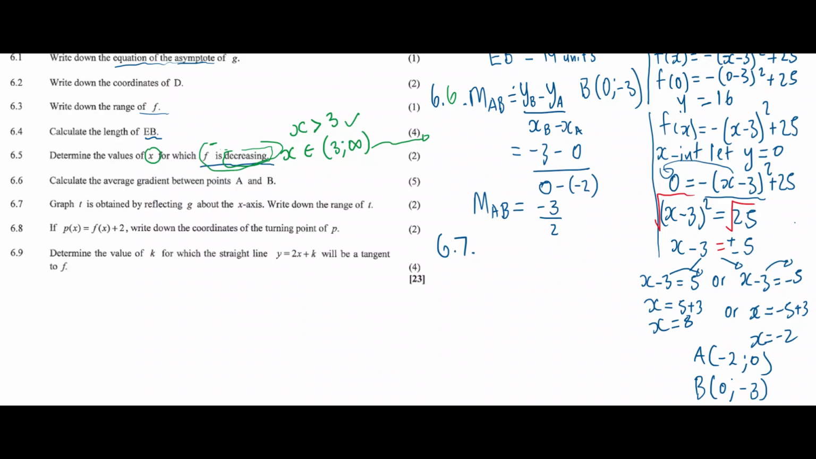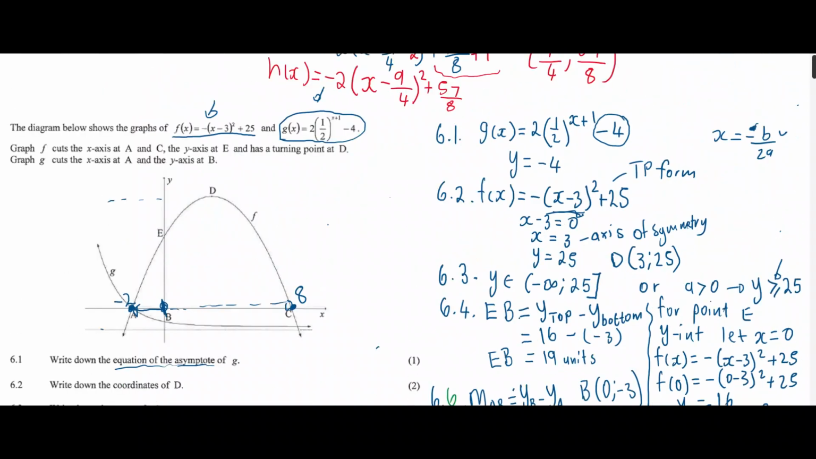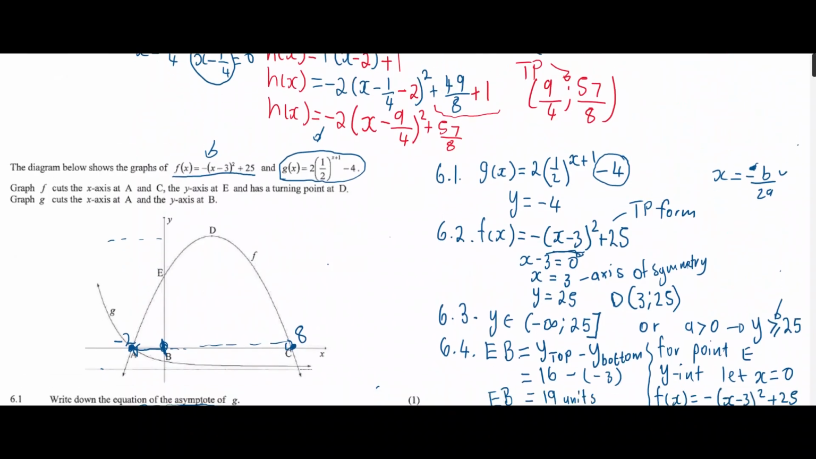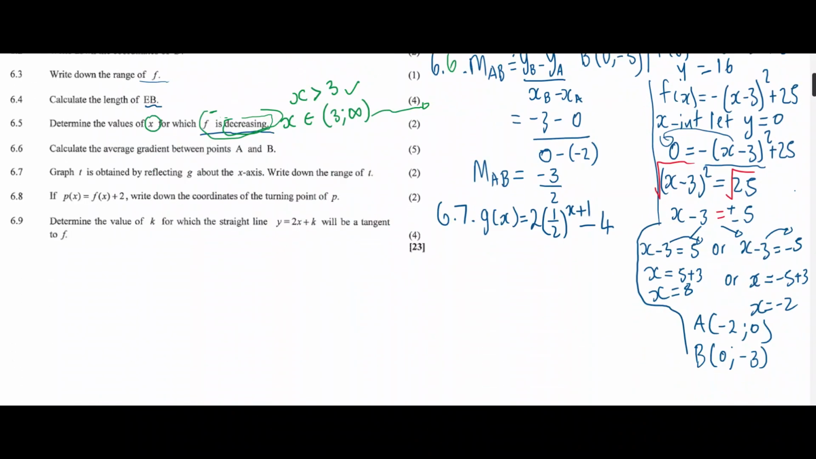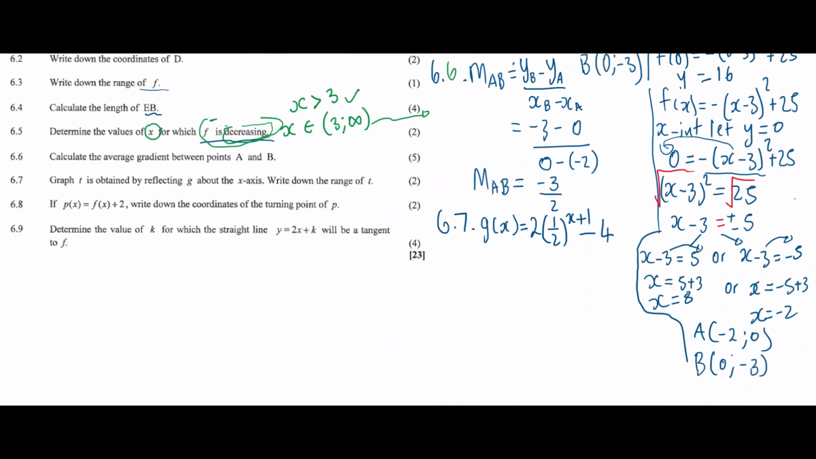Graph t is obtained by reflecting g about the x-axis, right? So write down the range of t. So the graph of t is just the new function, right, which is reflecting g of x. So let's first copy down the g of x function, which is this, x plus 1, right? I think it was minus 4. Let's just confirm there. Yes, that is the correct equation there.